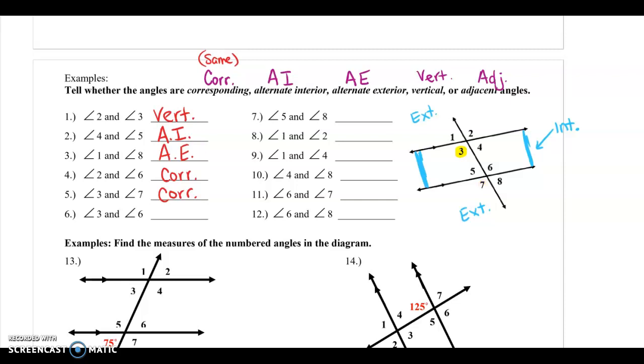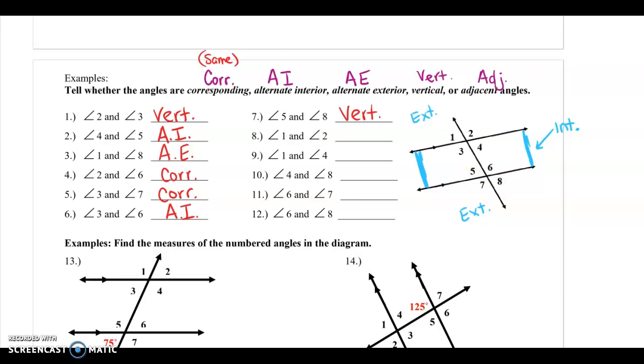3 and 6 look like they're both on the interior part again. So they're both interior angles and on opposite sides of my transversal, so they're going to be alternate interior angles. Okay, 5 and 8. So 5 is right here and 8 is opposite of it. You can see how we make those V's again, so those are going to be our vertical angles.